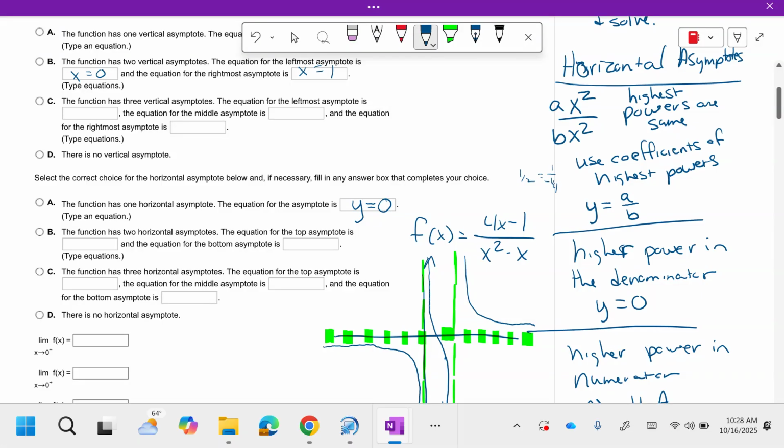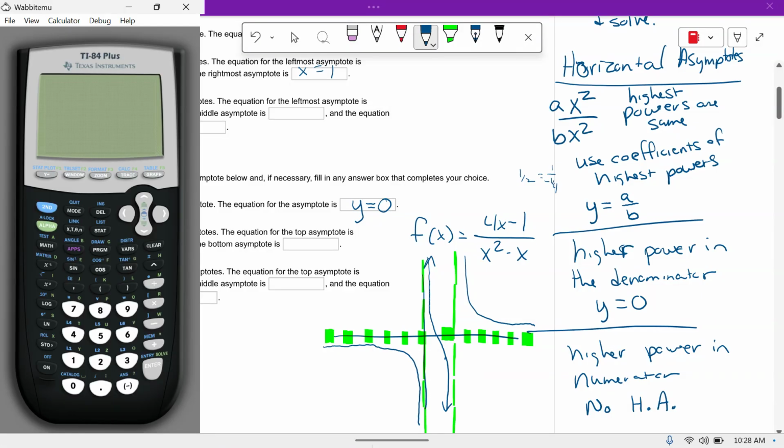To check, I'm going to grab my graphing calculator again. I'm going to go y equals, and my numerator is going to be 4x minus 1. My denominator is going to be x squared minus x. If I graph it, it's going down like that. And it's really tough to see here. So if I trace to 0.1, I'm up there a little bit. 0.2, I'm down a little further. 0.3, I'm below the x-axis. 0.4, I keep going down. So it's coming down like this.